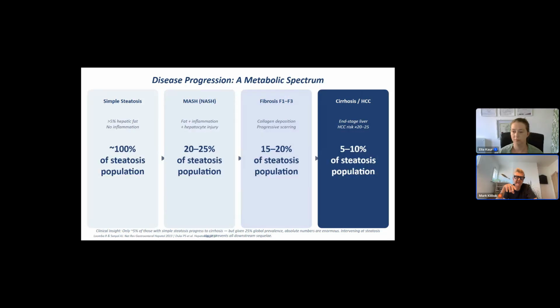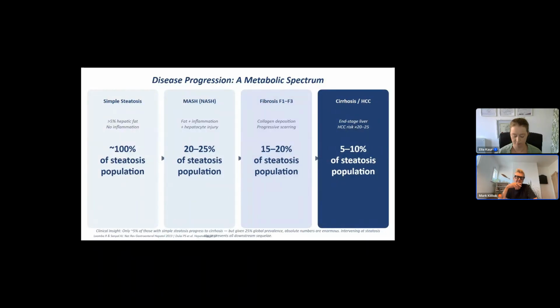So this is the sort of clinical insight that I want you to remember, because only about 5% of people with a simple steatosis will progress to cirrhosis. So you think of the implication that has. If you've got 1.5 billion people worldwide with fatty liver, and 5% of those 1.5 billion are going to progress to cirrhosis, you've got a real big health problem there.